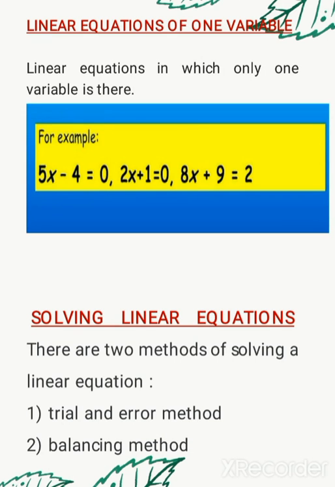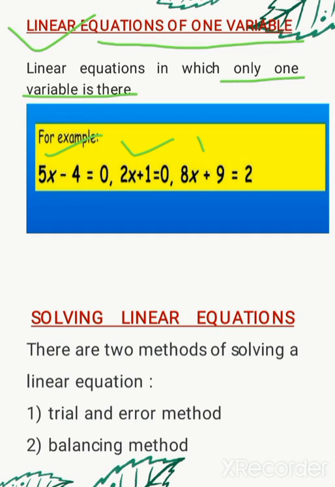And our next point is linear equation in one variable. As it is clear from the point, a linear equation in one variable implies an equation in which only one variable is there. Here are some examples. 5x minus 4 equals 0, 2x plus 1 equals 0, 8x plus 9 equals 2. We can see in all of these three equations only one variable is there. Whatever the variable is, it can be x, y or z, but only one variable will be there in one equation. That equation is called a linear equation of one variable.